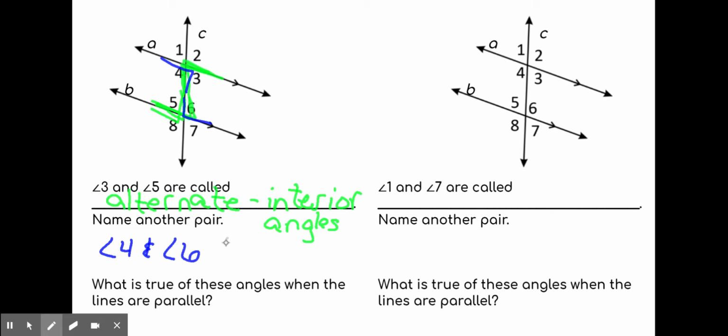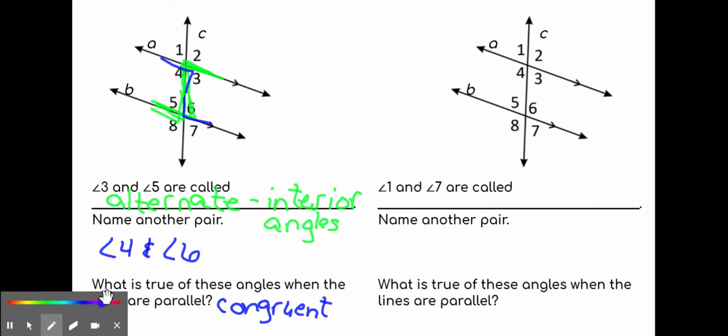So when lines are parallel, alternate interior angles are congruent. They have the same measure. Okay, so vertical angles, that's like angles 1 and 3. Corresponding angles, that's like angles 2 and 6. And alternate interior angles are our third type of angle. Well, now let's look at a fourth type.